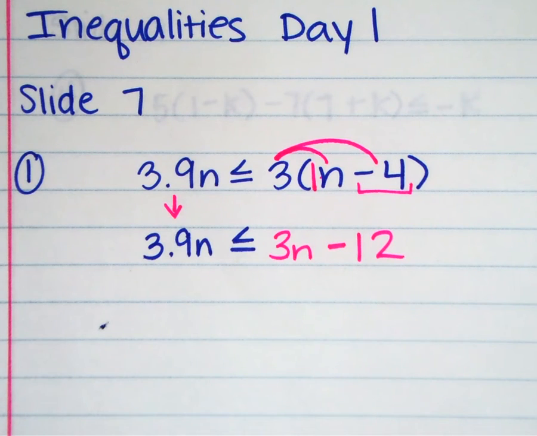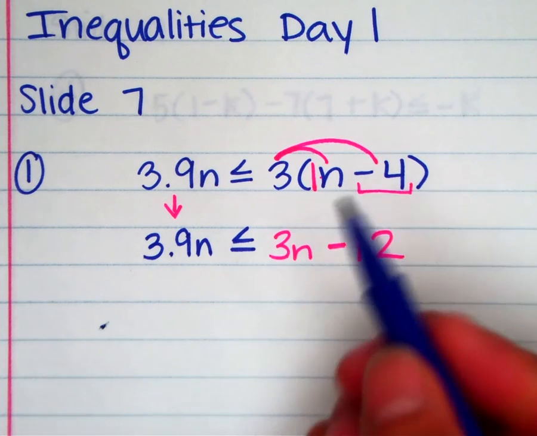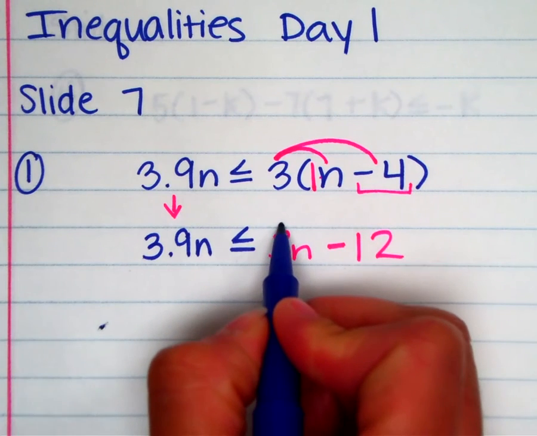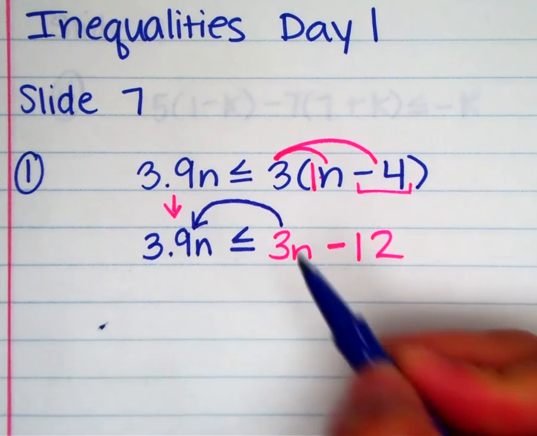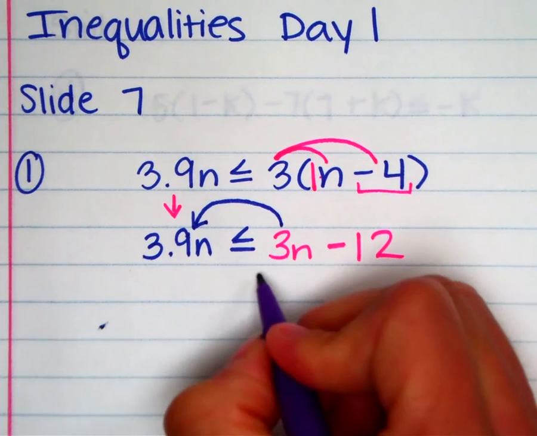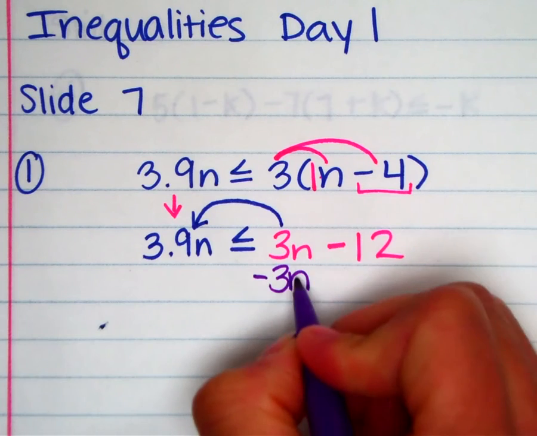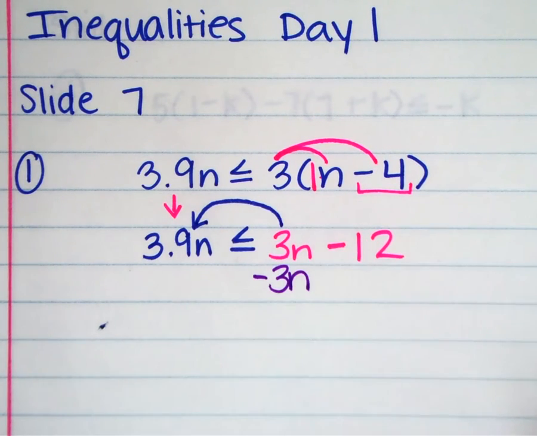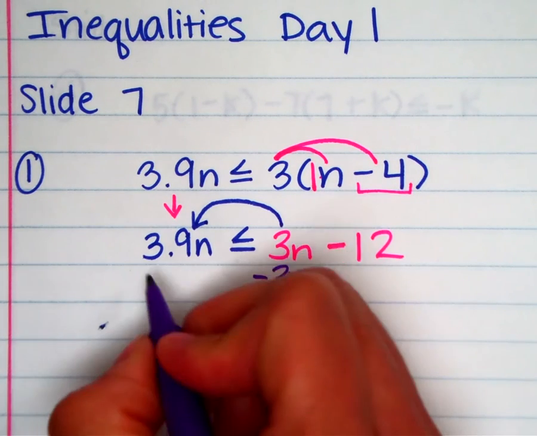Just like an equation, we're going to move our variables to one side. I would get used to moving your variables to the left for inequalities. It would make it much easier. So I'm going to move this 3n to the left side. The only way I can move that 3n to the left is by using the opposite operation. It's a positive 3n, so minus 3n. You can only move things across the inequalities by using addition or subtraction.